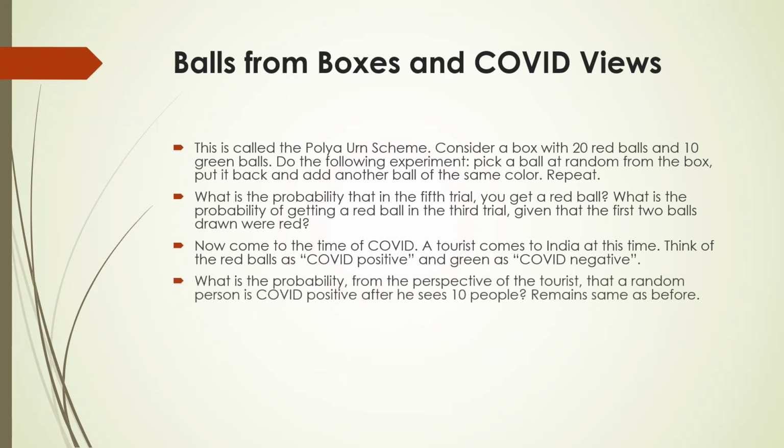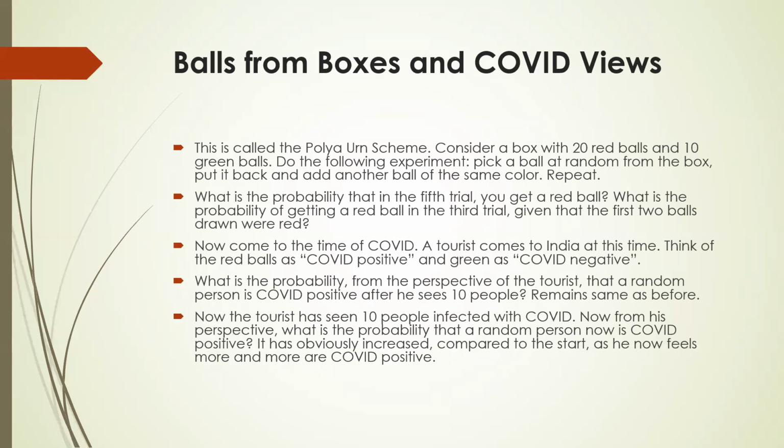What is the probability from the perspective of the tourist that a random person is COVID positive after he sees 10 people? Well, it remains the same as before because he does not have any information on whether the 10 people he has seen are COVID positive or COVID negative. You can compare it to the first question we asked: what is the probability that in the fifth trial you get a red ball? Here also, you did not have any information on what was the color of the balls which were drawn in the first four trials.